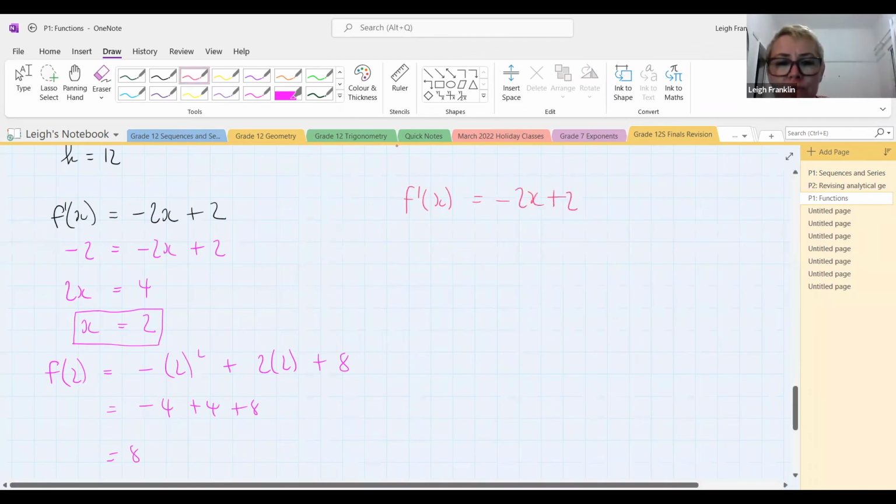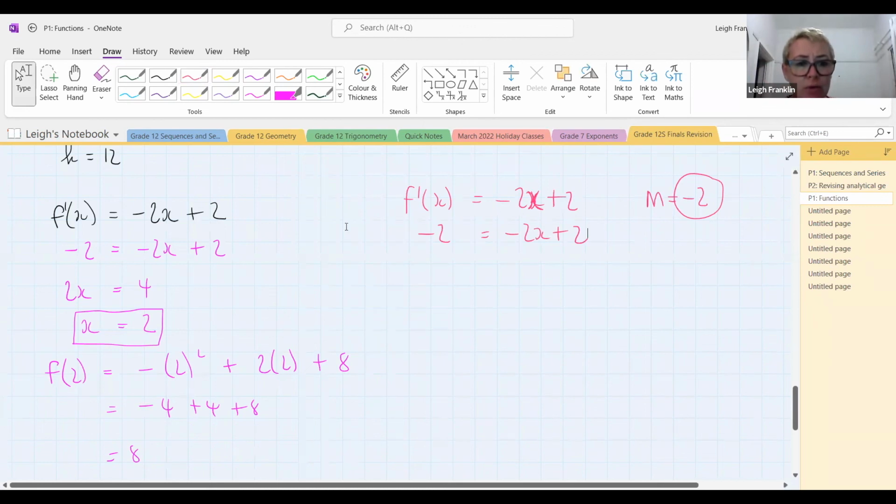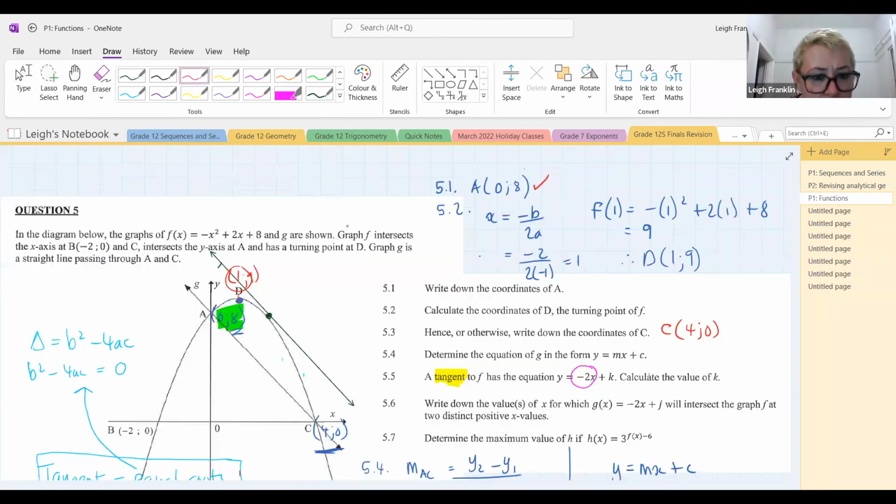So the gradient of the tangent is negative 2. So if I want to work out what the x coordinate is at the point of tangency, I'm going to sub the gradient in over here. Remember, the gradient at that point is not equal to 0, it's equal to negative 2. So go back up and have a look at our diagram. The gradient at this point of tangency is equal to negative 2. The first derivative is equal to negative 2. It's not equal to 0, because it's not a horizontal line, it's not touching the parabola at the turning point.